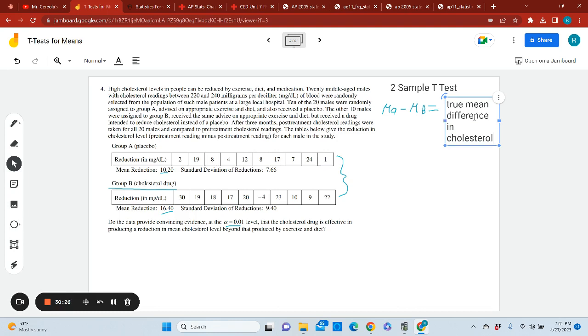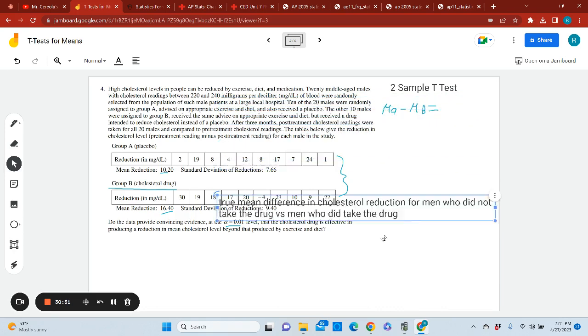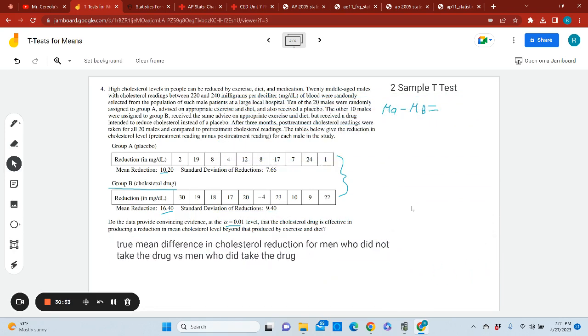cholesterol. The true mean difference in cholesterol reduction for men who did not take the drug versus men who did take the drug. Okay. And let's just clean that up a little bit. Okay. So that is our parameter defined. Let me stretch that out. And I'll drag that down here. Okay.